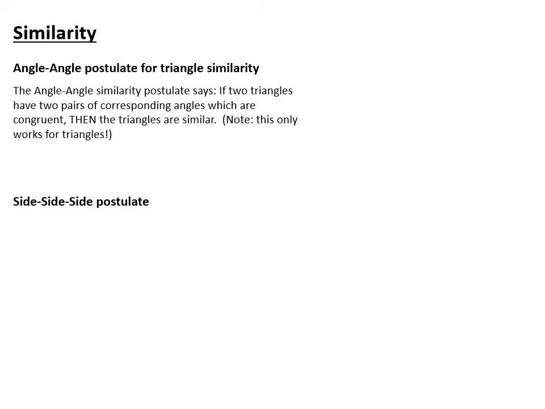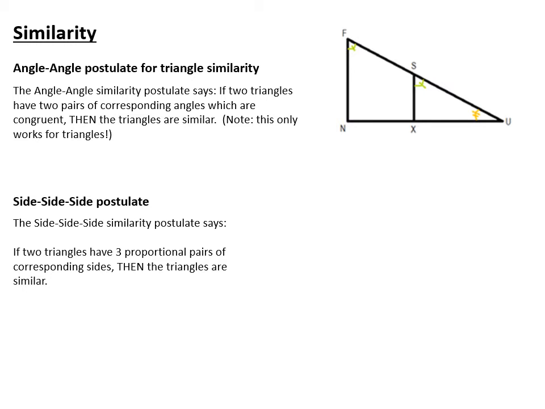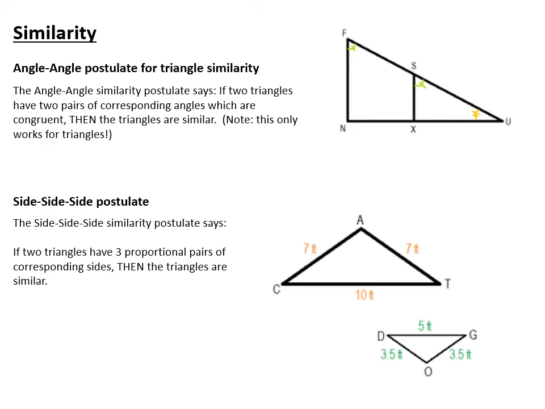Angle postulate. The angle similarity postulate says if two triangles have two pairs of corresponding angles which are congruent, then the triangles are similar. Note this only works for triangles because if you know two angles of a triangle, you also know the third. Right triangles are usually always similar. In this case, they definitely are because it is just a dilation from the small triangle to the big triangle. Side postulate. The side similarity postulate says if two triangles have 3 proportional pairs of corresponding sides, then the triangles are similar.